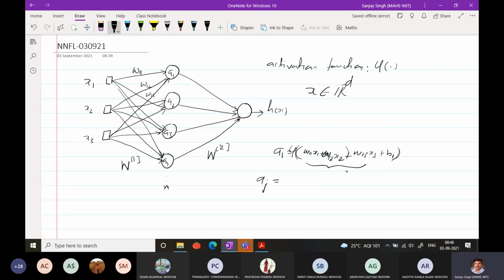This is called activation. So correct? Okay. So I can write now phi, summation i equal to 1 to D. D means how many inputs are there, right? And I'll write here W_ji, x_i. Am I right? Is it okay? Yes, sir.